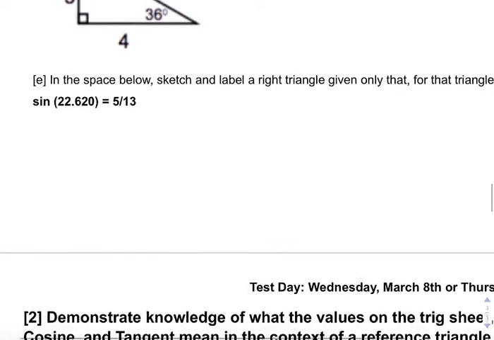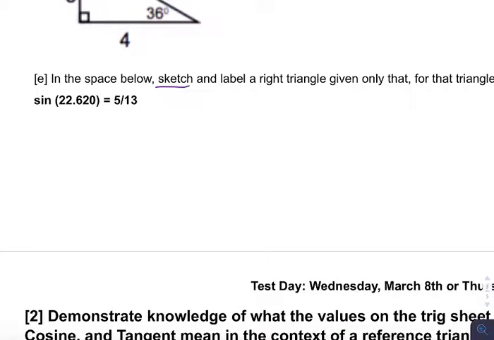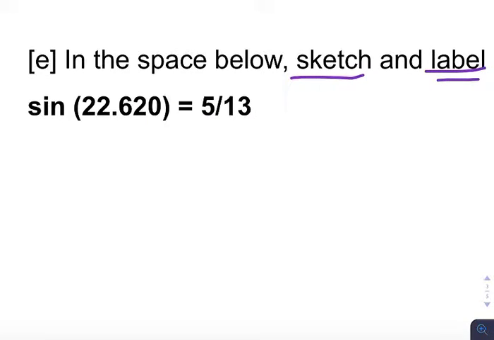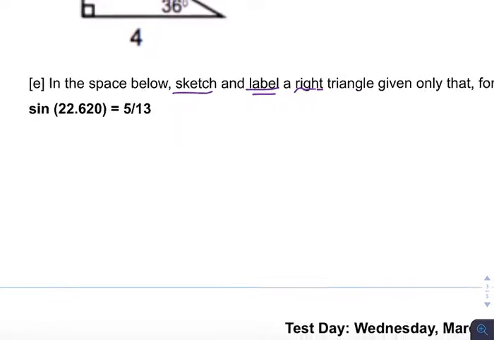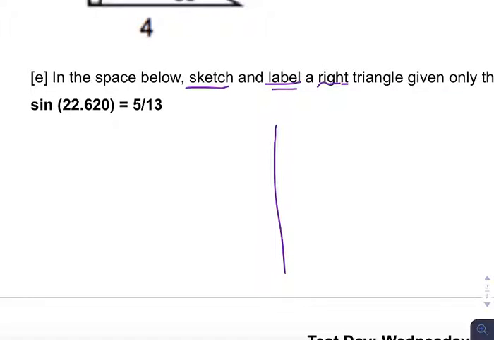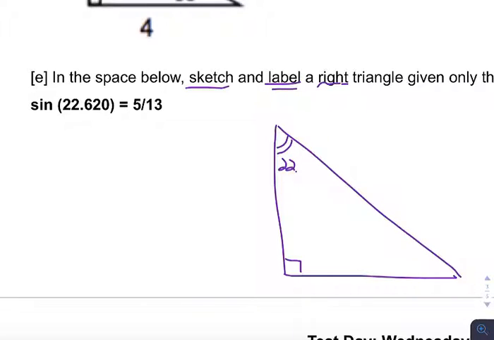We want to sketch and label a triangle, a right triangle, of course, because all the trigonometry we've done so far is about right triangles, given only the fact that this statement is true. And so we have to acknowledge that we have this triangle, first of all. And I'm going to go ahead and draw that nice and big right here. So we have this right triangle, and we have this angle in it that's 22.620. Now, we're not concerned with scale here. We just want to represent a triangle the best we can, labeled properly.